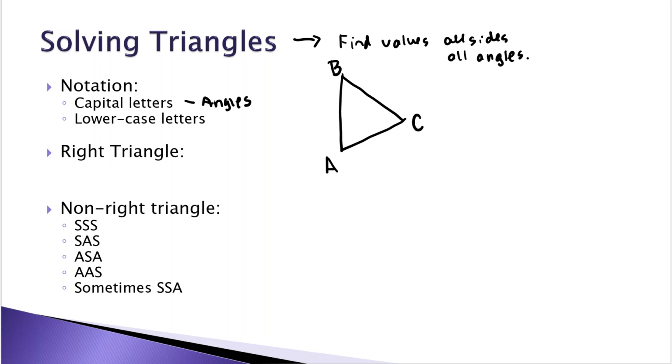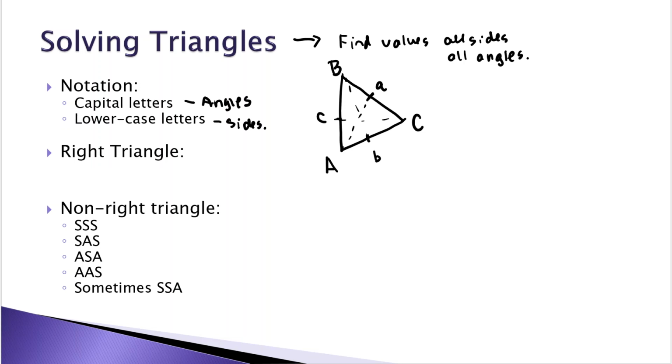And then they use lowercase letters for sides. And the important thing is that the side that's opposite an angle has the same letter. So the side that's opposite of angle A is side A. The side that's opposite angle B is side B, and the side that's opposite angle C is side C.